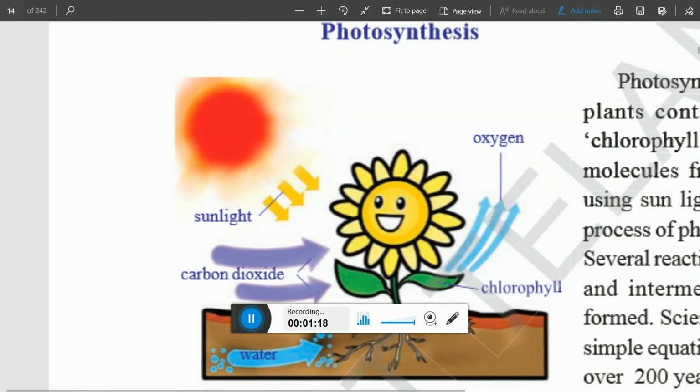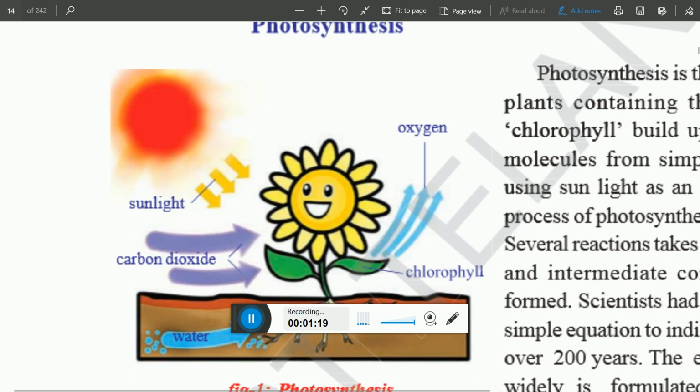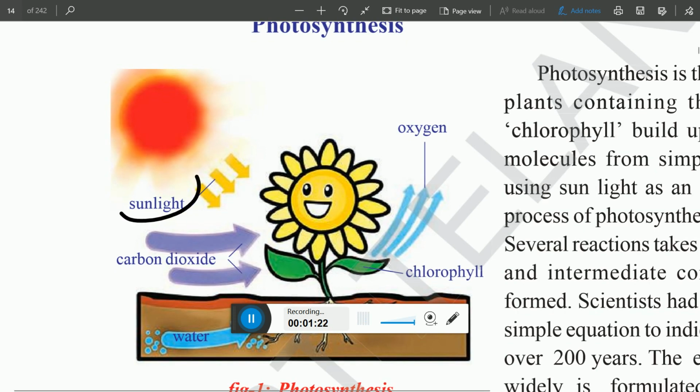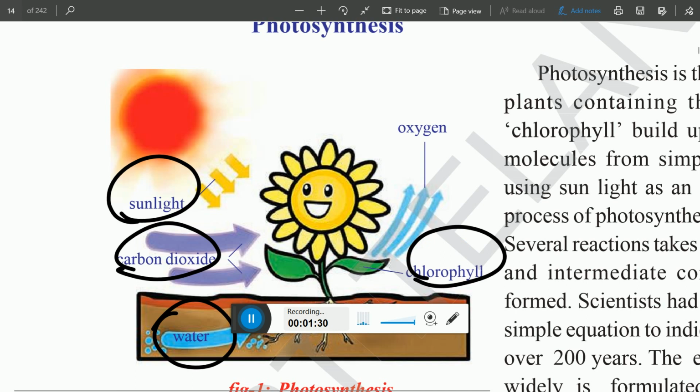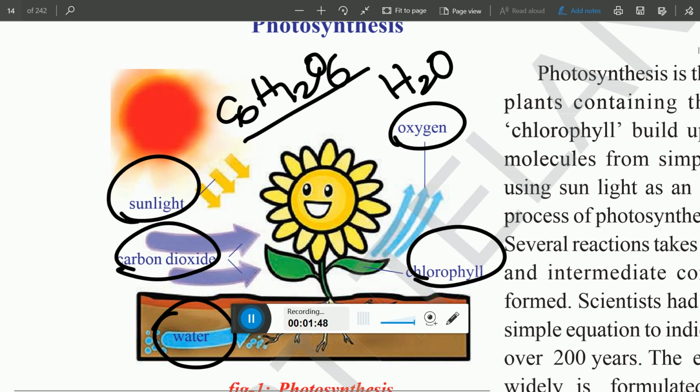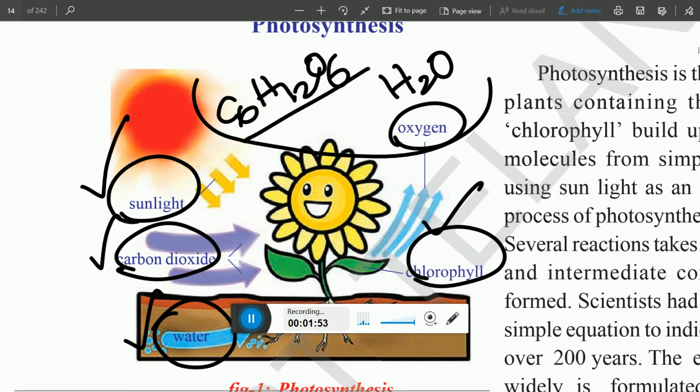But when it comes to this diagram I have given you already in your notes, every green plant prepares food materials with the help of sunlight, carbon dioxide, chlorophyll, and water. These are the four things which are important for any plant to prepare their food materials. What are the food materials here? C6H12O6. That means carbohydrates, and oxygen and water. That means these four are required to produce these three.